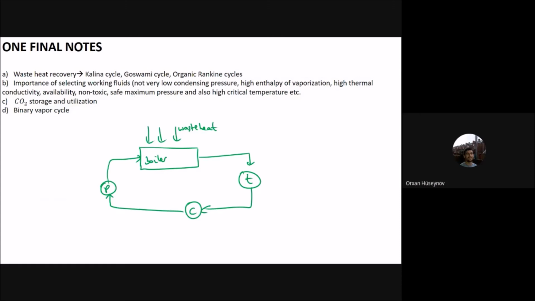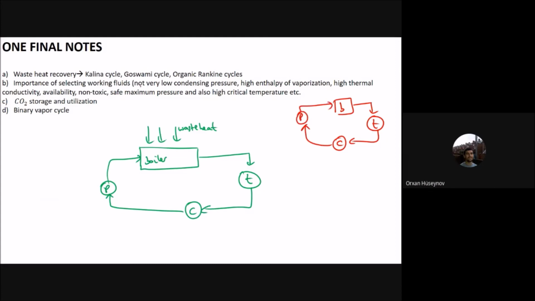Another important thing here is the working fluids. So how do we select the working fluid? If I draw the general Rankine cycle here, to understand why the working fluid is important: you have the boiler here, then the turbine, then the condenser, back to the pump, and then from the pump to the boiler.